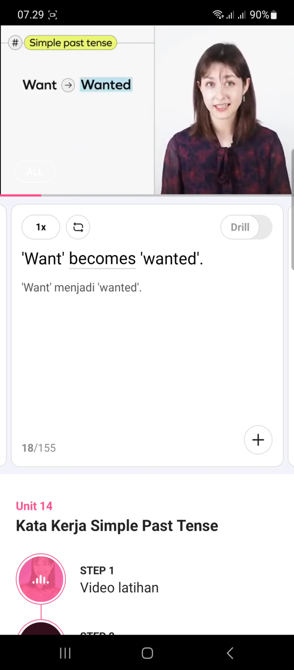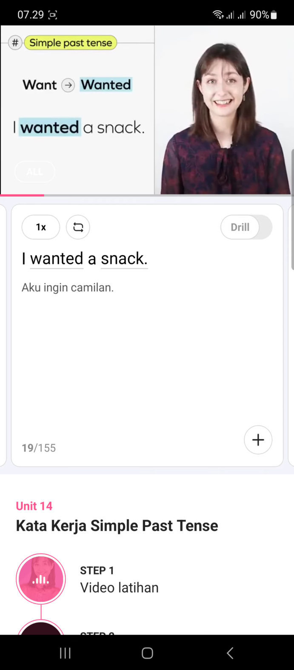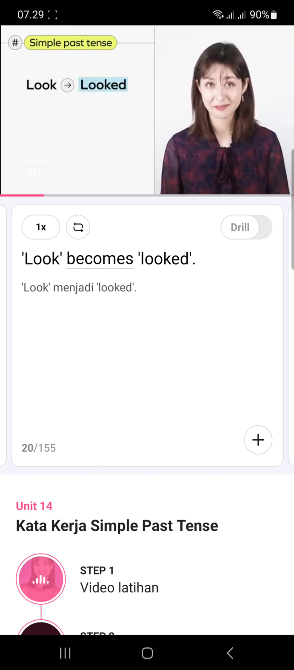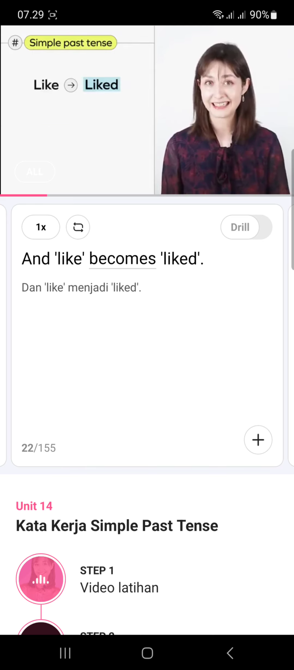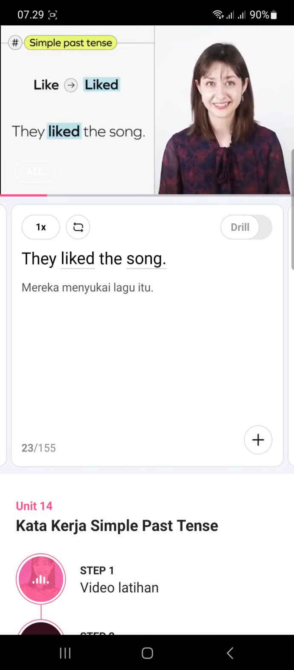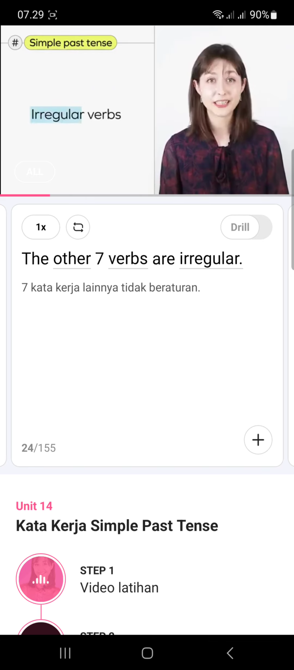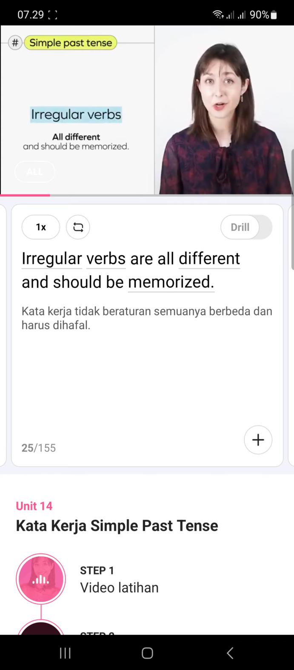Want becomes wanted. I wanted a snack. Look becomes looked. She looked at the bird. And like becomes liked. They liked the song. The other 7 verbs are irregular. Irregular verbs are all different and should be memorized.